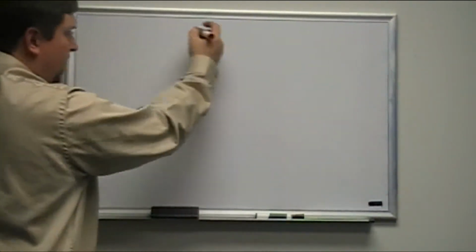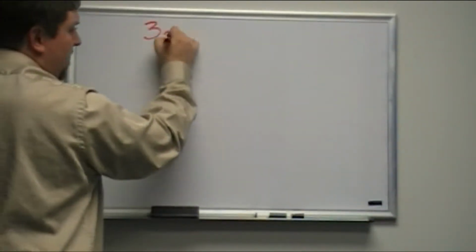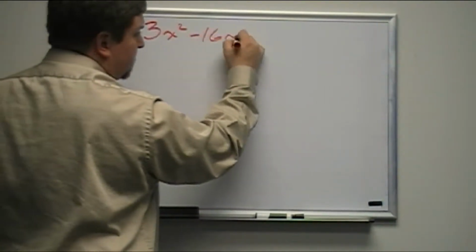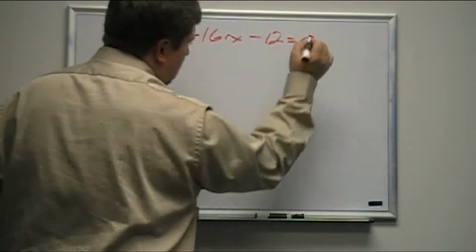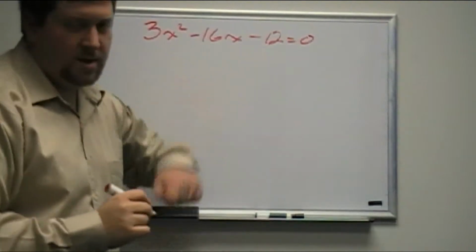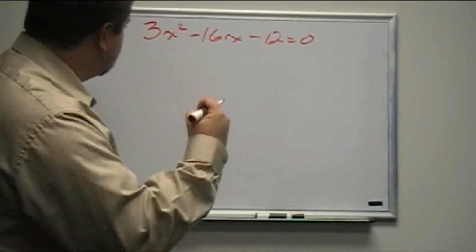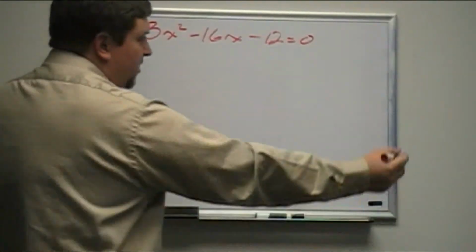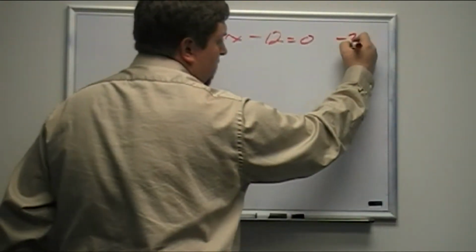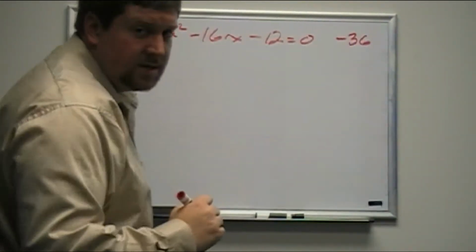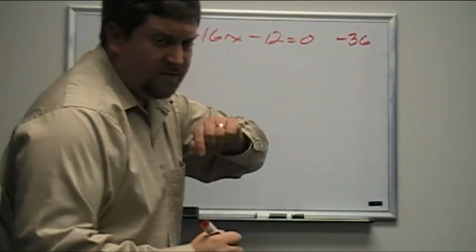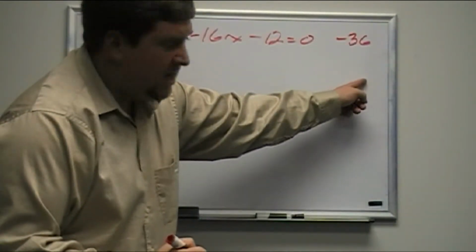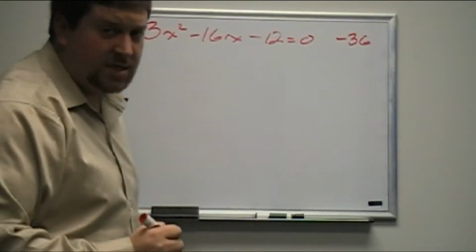Last one. 3x squared minus 16x minus 12 is equal to 0. Negatives again. Ugh, darn those negatives. 3 times negative 12. Negative 36. So what are my factors of 36, negative 36, that will combine to be negative 16?